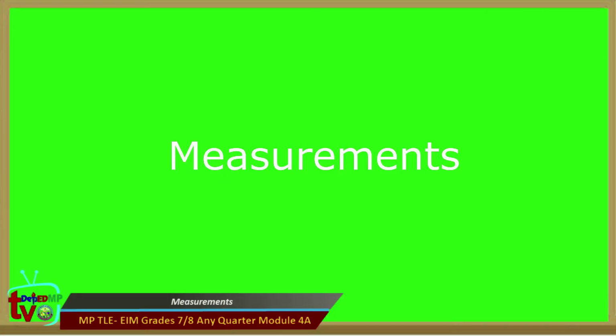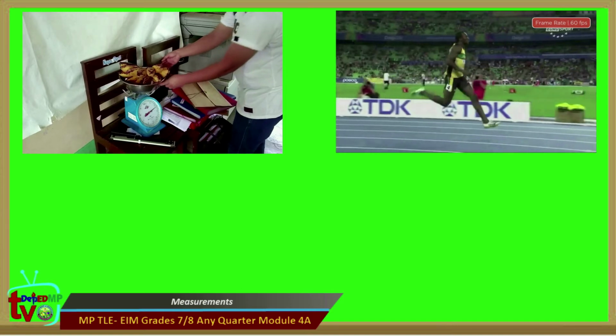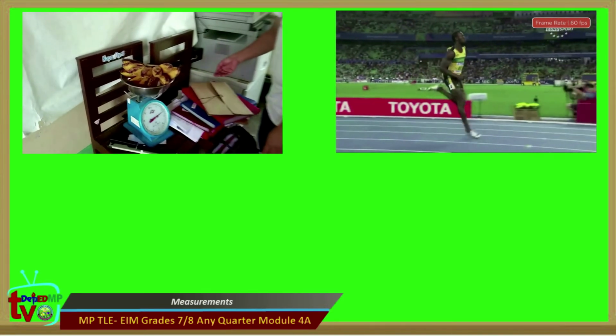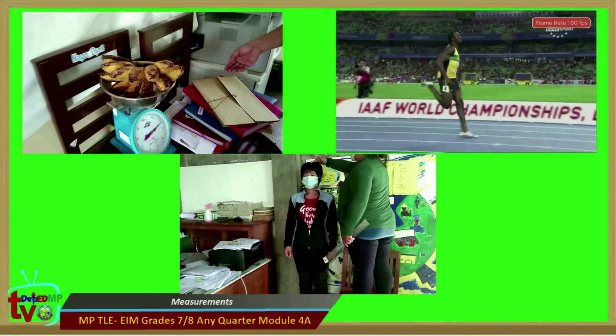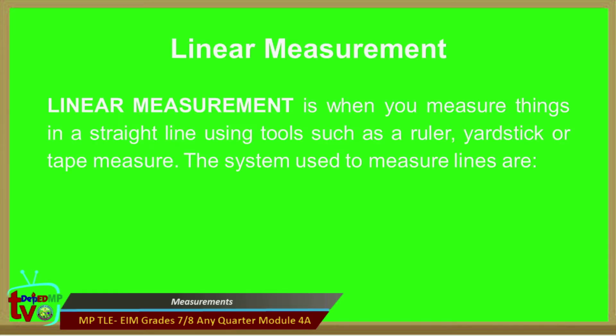Many instances in our daily life involve measurements. When you buy food, a weighing scale is used. When you run, the distance you cover is measured by your strides. Your height is also measured. Can you give more situations where measurement is involved? Of course, you can. Linear measurement is when you measure things in a straight line using tools such as a ruler, yardstick, or tape measure.